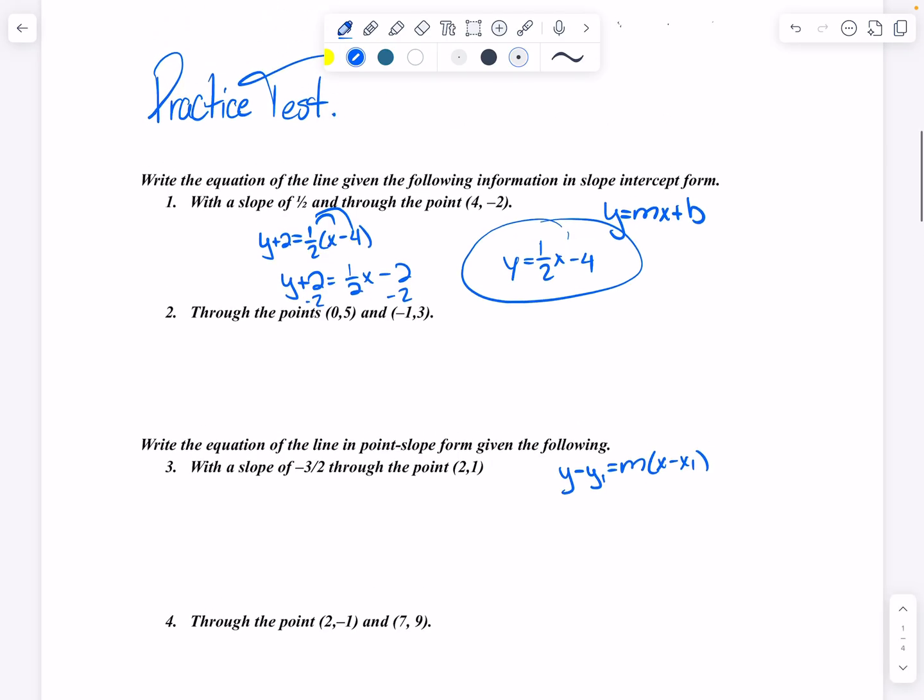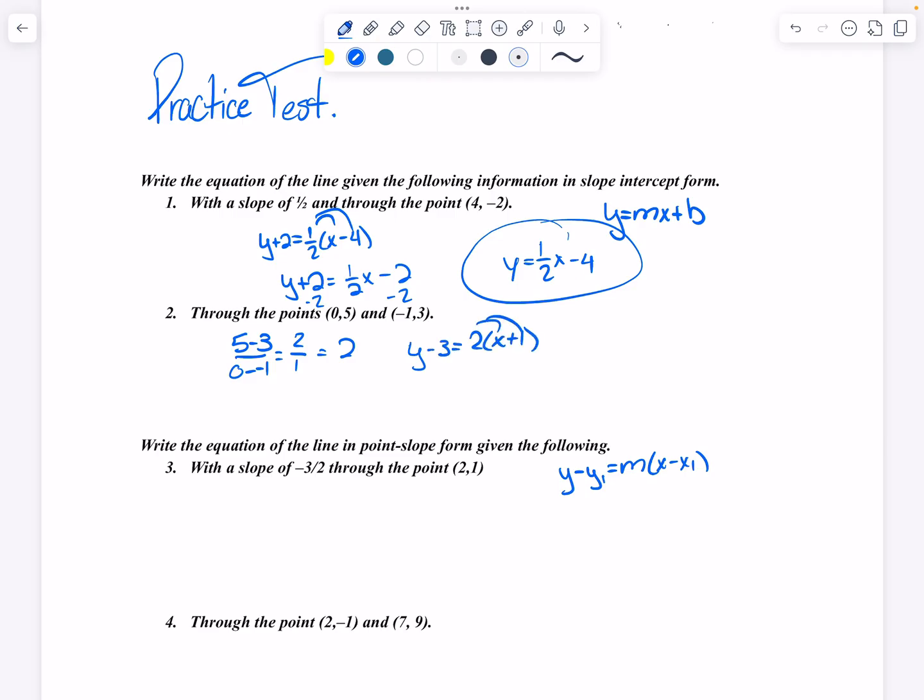Next one, again, it's asking for an equation in slope-intercept. Before I can do an equation in slope-intercept, I need to find my slope. So I'm going to do 5 minus 3 over 0 minus -1. So I get 2 over 1, which is just a slope of 2. Then I can plug in a point. Y minus 3 is equal to 2 times the quantity x plus 1. We distribute the 2. Y minus 3 is equal to 2x plus 2. We add our 3 to the other side. We get y is equal to 2x plus 5.